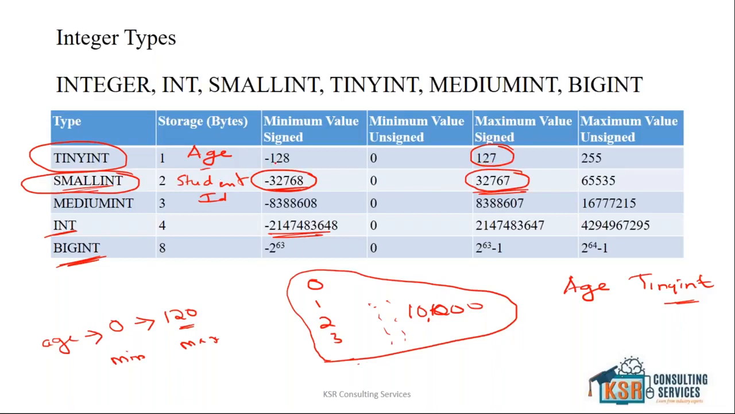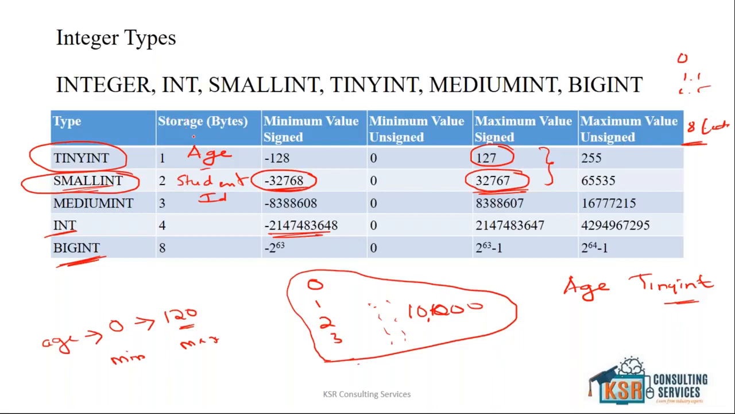Forget about negative. Age cannot be negative. Student ID cannot be negative. This all you can ignore. But let's concentrate on this. I cannot use student ID for tiny int. Tiny int is only for age related information, or maybe height. What is your height? It starts with 0, 1.1, 1.2, maximum 8 feet. After that also you will not see any person with 8 feet.